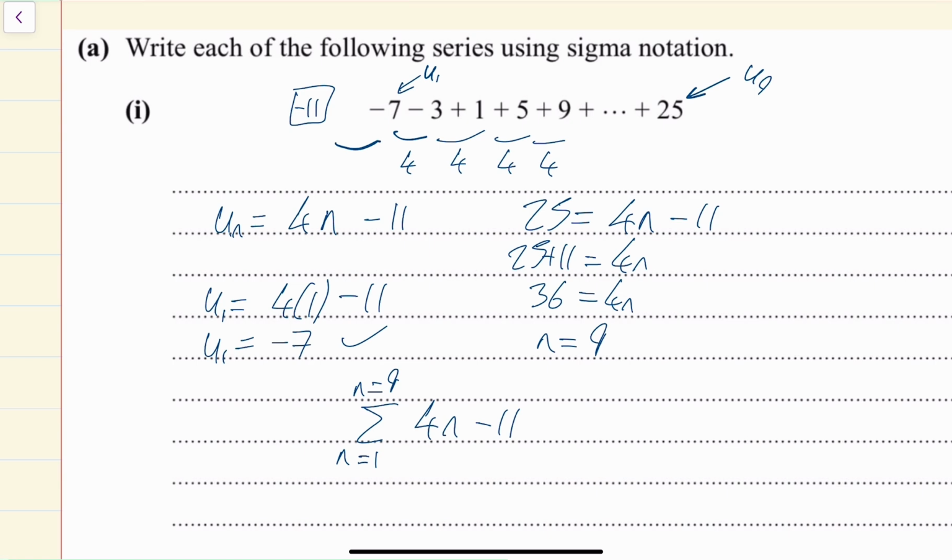They may have written it in this form as well. You could have said r is equal to 1 up to 9 of 4r minus 11. That would also work. There's loads of ways of doing this, so just take my word for it. They are both correct.